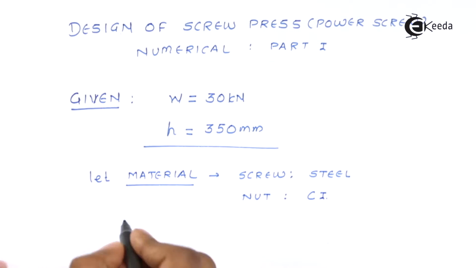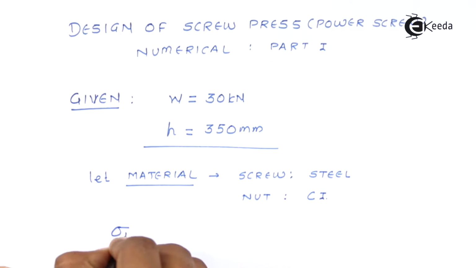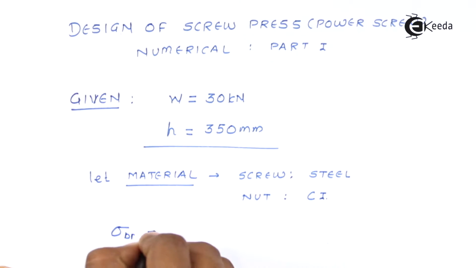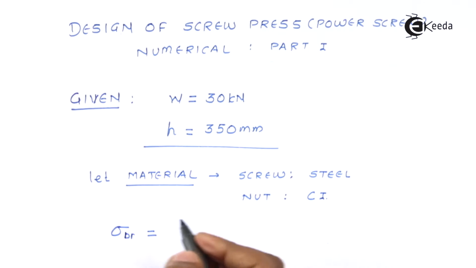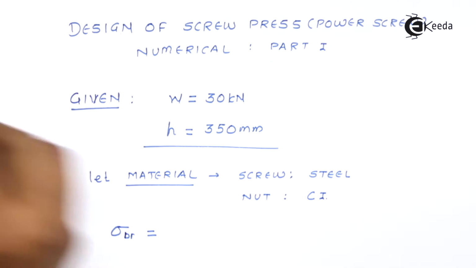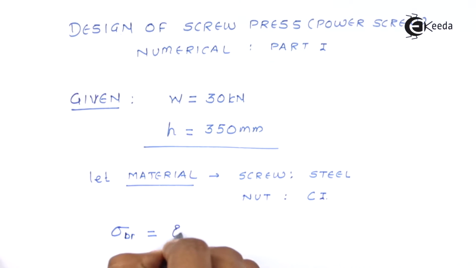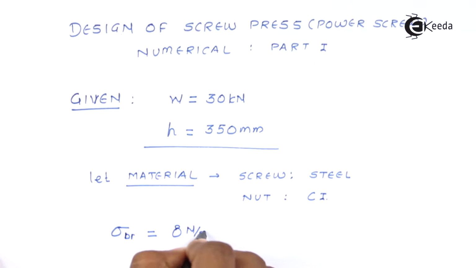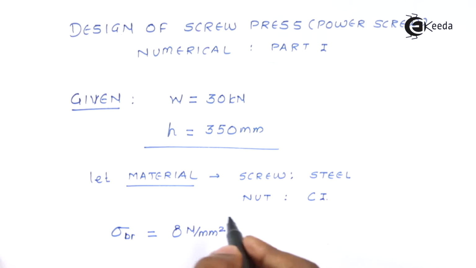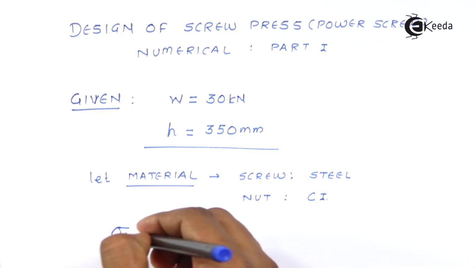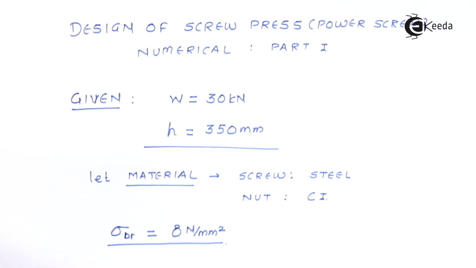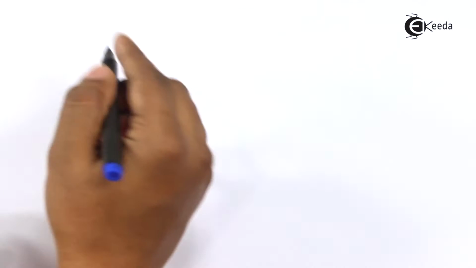Hereafter we have to choose certain parameters associated with these materials or these standard components. So sigma br, let us take, is 8 newton per millimeter square. This data is available in the PSG data book, so we are selecting it from the PSG, that sigma br for the given material is 8 newton per millimeter square.